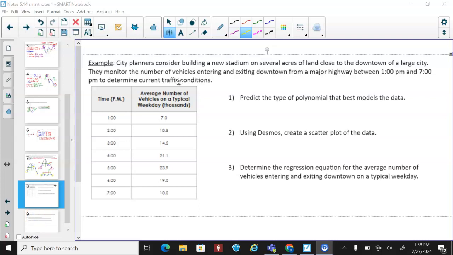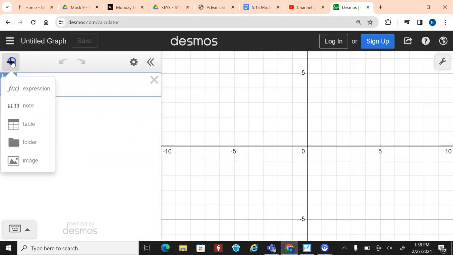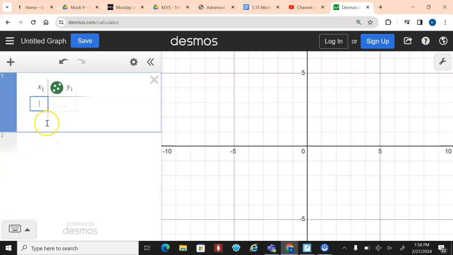All right, guys, so this is lesson 5.15 notes for modeling with polynomials and doing a cubic regression, okay? So similar to what we did for quadratic regression, we're going to go to Desmos, and we're going to plug in this table. You're going to go to the plus right here, plug in the table. You're going to plug in the numbers.